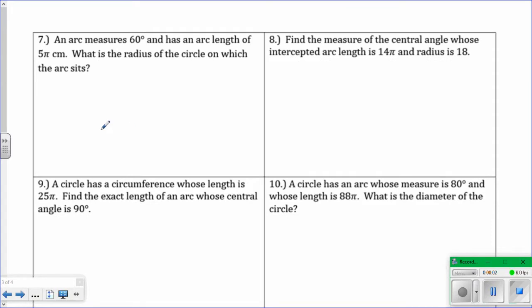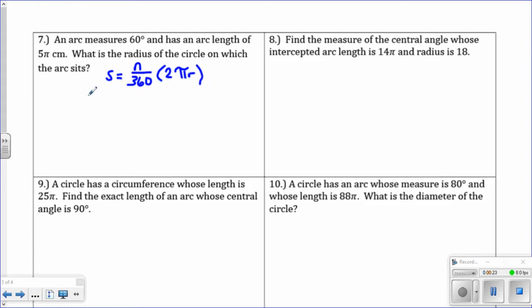So let's do some different types of problems. Number 7 says an arc measures 60 degrees and has an arc length of 5 pi centimeters. So first thing I would do is just write out the formula. And it says, what is the radius of the circle on which the arc sits? So just going to write the formula, plug stuff in.